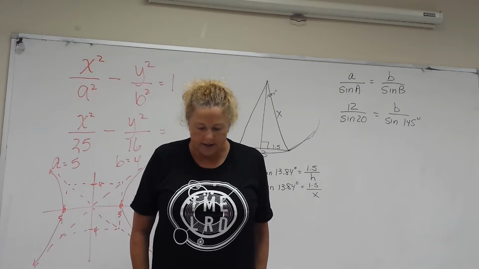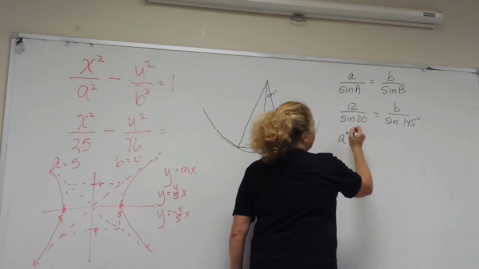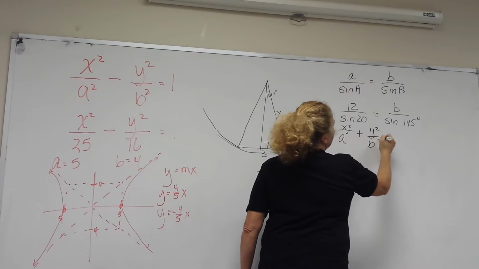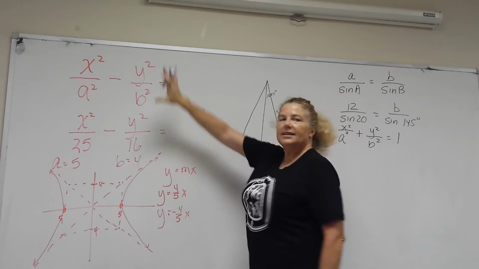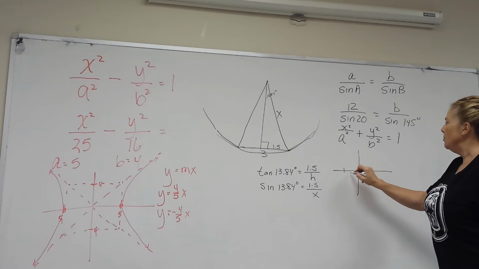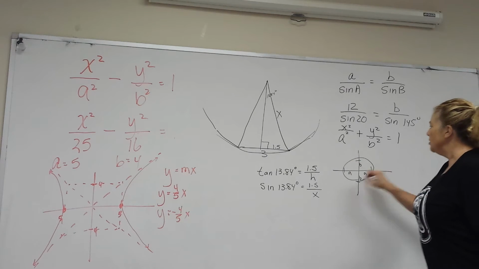19. Write the equation of standard form for an ellipse. Okay, ellipse is just x squared over a squared plus y squared over b squared equals 1. So solve it the same way you did this, and you know that this would be A, this would be B, and you would just do that.